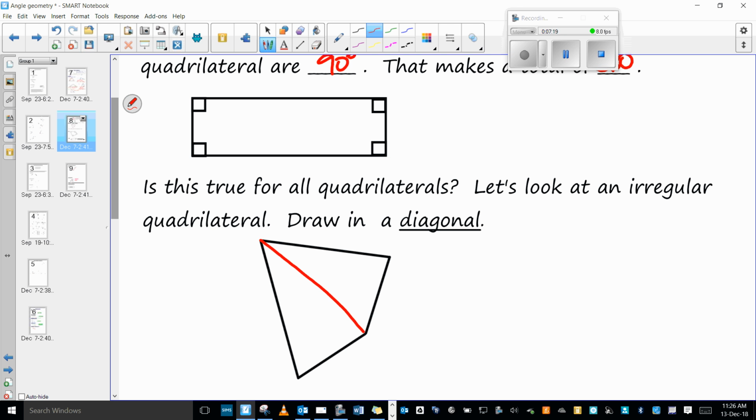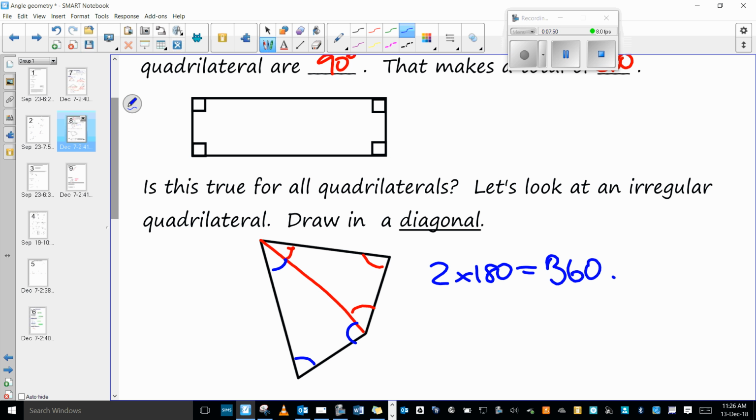So we know that these angles here add up to 180. We also know that these angles here add up to 180. And those angles make up all of my interior angles. Do you see that? None of them are smack bang in the middle. So we've got two lots of 180 here, which makes 360.